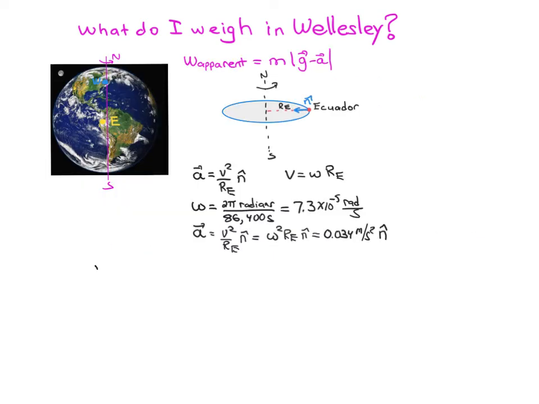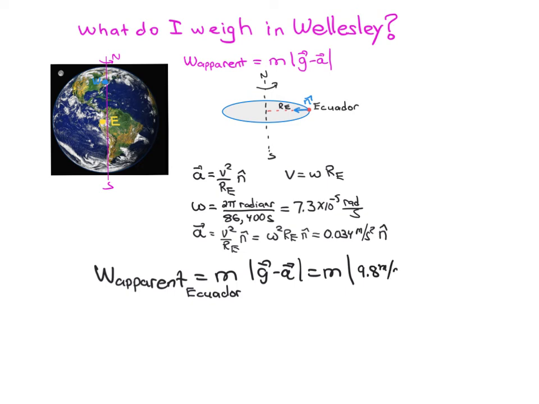So the reading I'll get on the scale, if I'm making the measurement in Ecuador, my apparent weight, will be my mass times the magnitude of g minus a. G, when you're standing in Guayaquil, Ecuador, is pointed towards the center of the Earth, in the n hat direction. So g is equal to 9.8 meters per second squared times n hat. That's the g due to gravity. Now I have a minus a here, so we subtract off from 9.8 this number, 0.34 meters per second squared times n hat.